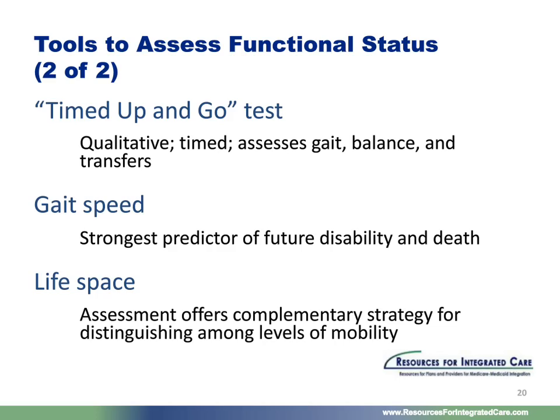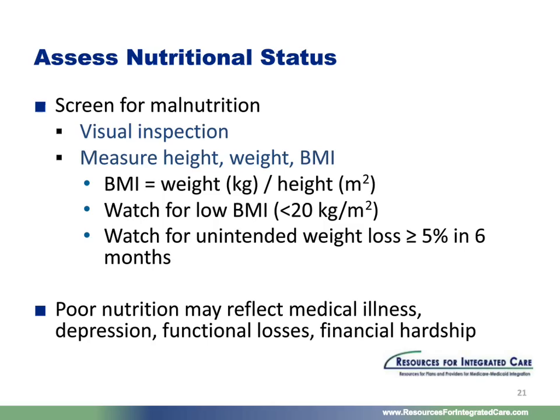So for nutritional status, visual inspection is often a good starting point, looking for temporal wasting in the scalp, or perhaps looking at muscle mass in the thighs or in the shoulder girdle. More objectively, I mentioned earlier the measurement of BMI, body mass index, which is calculated using weight divided by height squared.